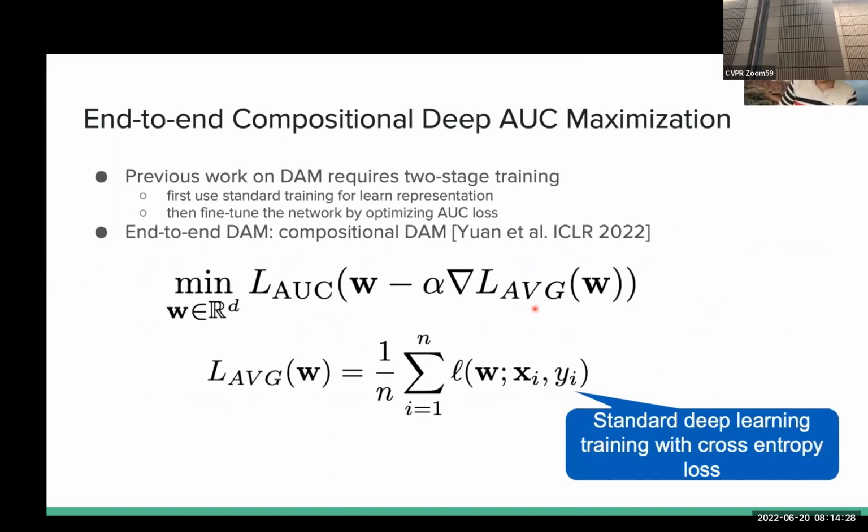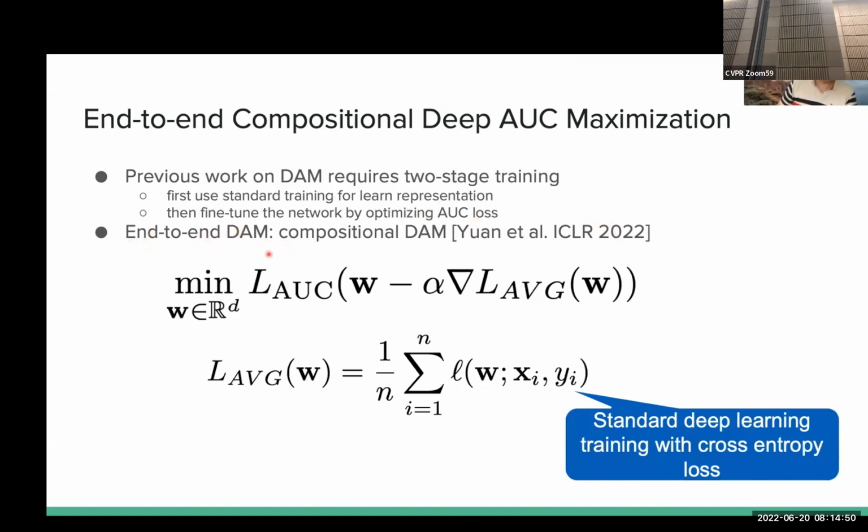So the need is that we want to do end-to-end convolutional deep AUC maximization. The previous work, as I mentioned, requires two-stage training. The first stage is standard training, and then fine-tuning the network to optimize the cross-entropy loss and AUC loss. And Yuan et al., 2022, actually try a new paradigm.